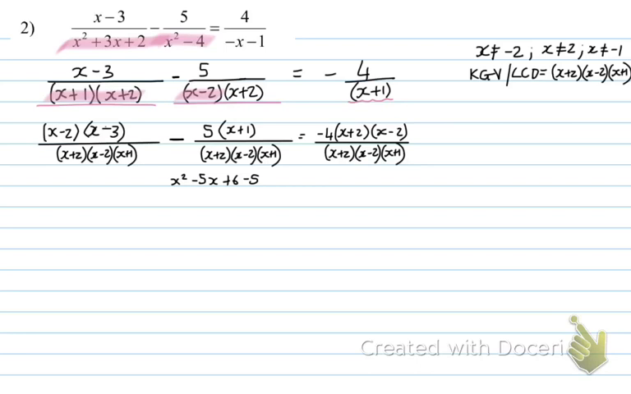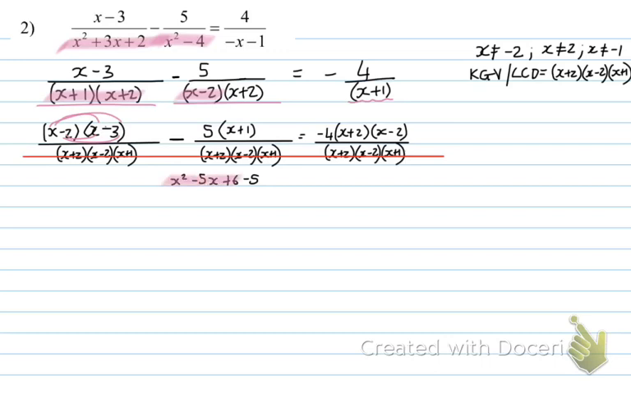Now, what I'm going to do is leave the denominator out because the denominator is the same everywhere. Now I need to multiply in. The first one is the FOIL rule. So it's going to be x times x is x squared, x times negative 3 is negative 3x, negative 2 times x is negative 2x, and negative 2 times negative 3 is positive 6. So that adds up to x squared minus 5x plus 6.